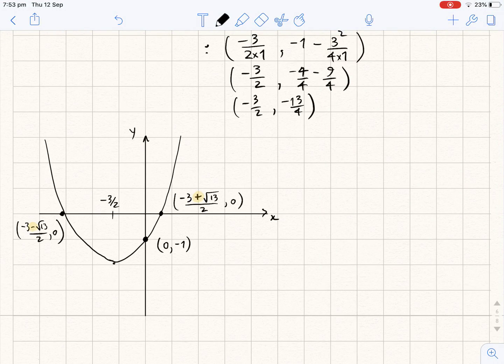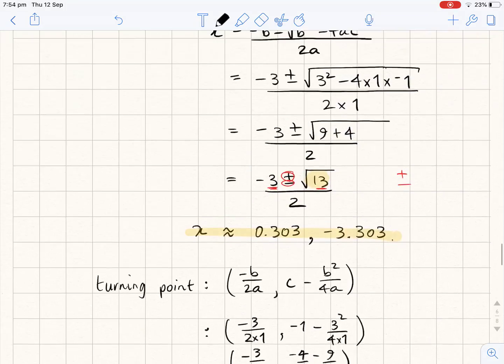But remember, I have mentioned that your shape is important. So if you do a bad job of it, please rub it out and redraw the graph so that it looks nice and neat. So this is my expression for y equals x squared plus 3x minus 1. There we go, that's the first example.